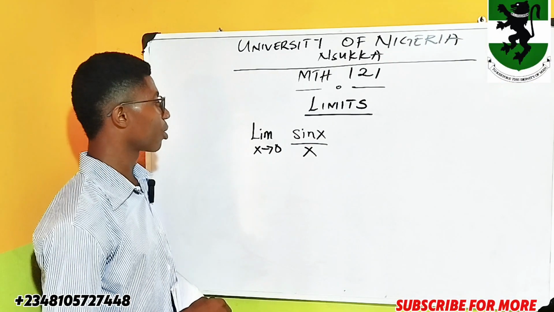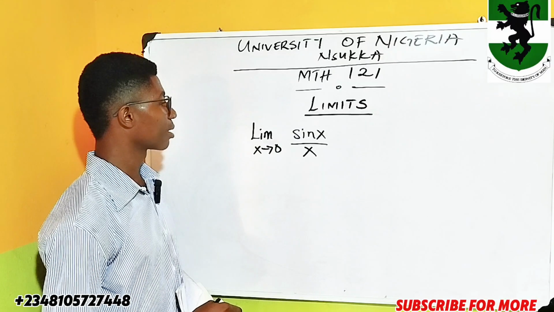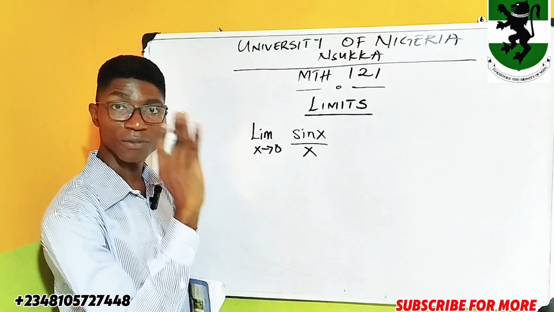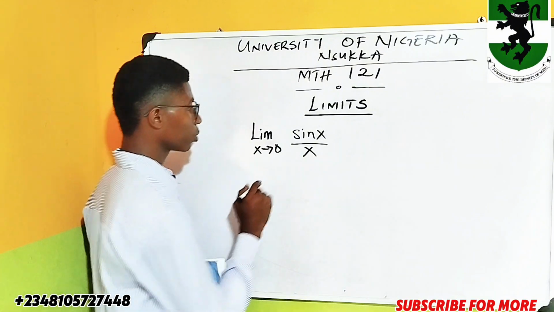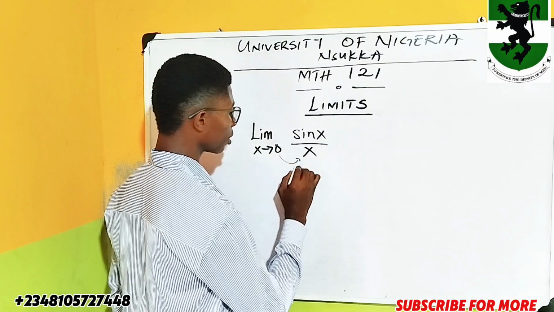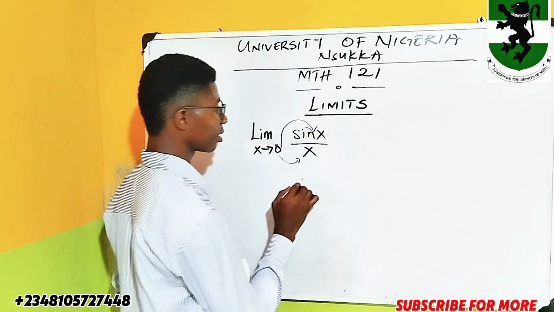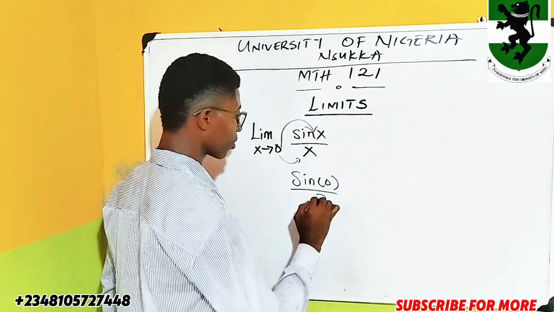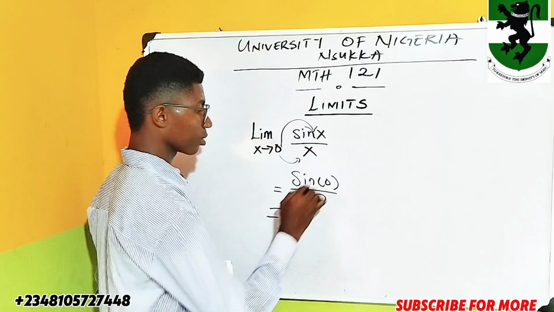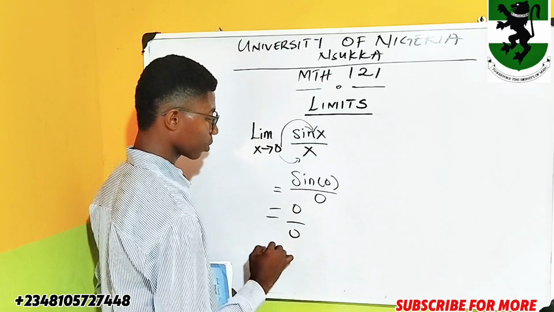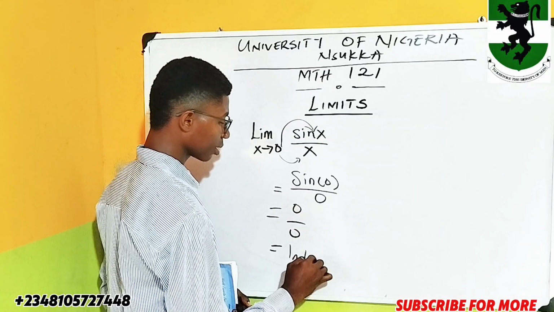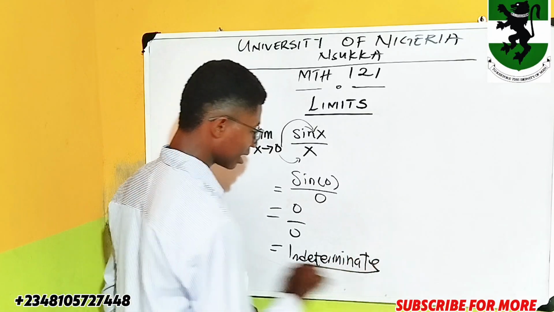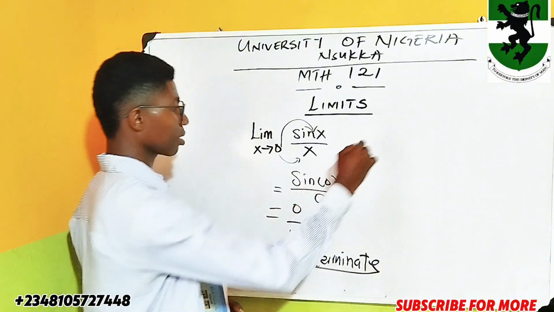Alright, look at this question. The limit as x approaches 0 of sine x over x. Let's solve this by the method of direct substitution. That's only the first method to use. So, substituting 0 into this expression in place of all the x's, I have sine 0 over 0. Sine 0 is equal to 0, and over 0, which is indeterminate. This is an indeterminate solution, so this is not our answer at all.